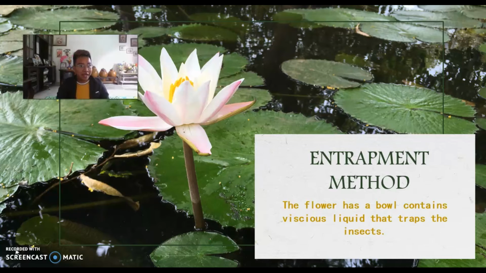Okay, but there's one unique and special thing about this mechanism, that is the entrapment method. As you know, water lily is a floating flower, but inside the flower is a bowl that is full of viscous liquid. What does this viscous liquid actually do? This viscous liquid will trap any insect pollinators that visit the flower.